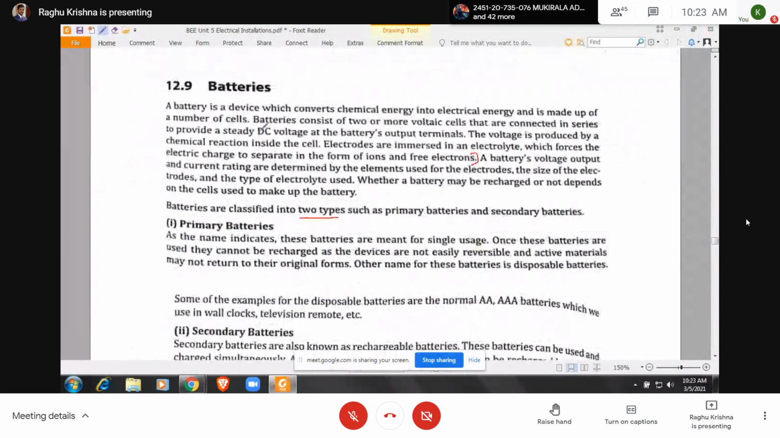Now coming to the next topic, batteries. So what is a battery? You will be using a double A battery, double A, triple A. Here, let us discuss different types of batteries.